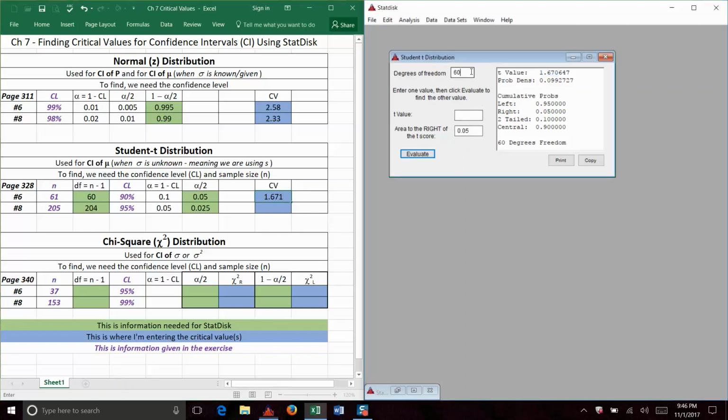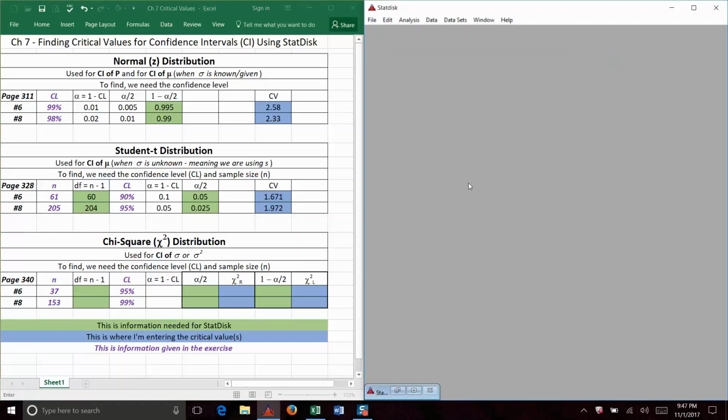For the next one, we've got to change our degrees of freedom to 204, and our area to the right is 0.025, and that gives us a critical value of 1.972 after rounding.